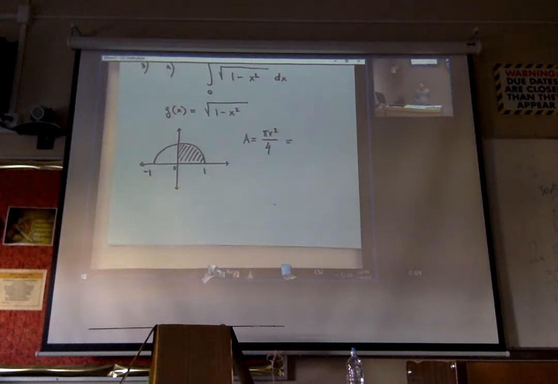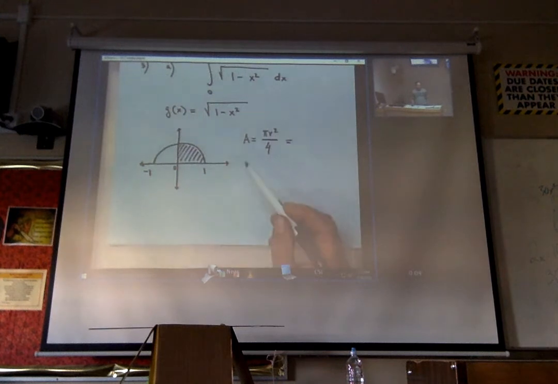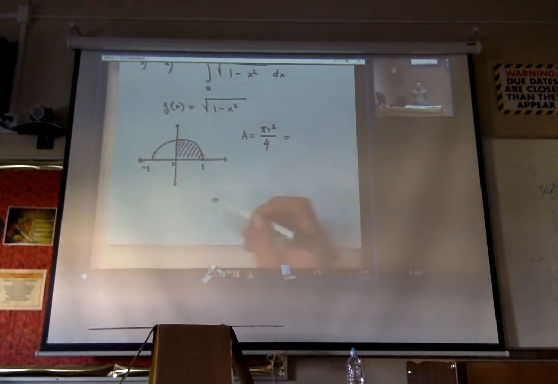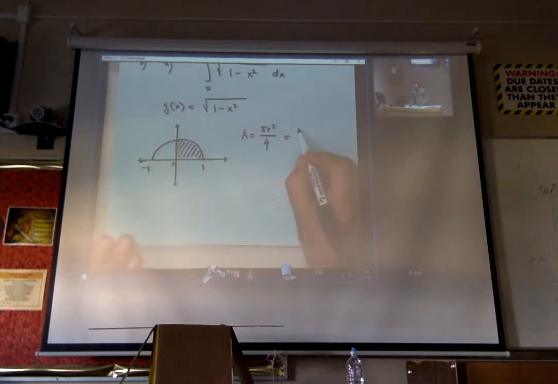Okay, so again, we're dividing by 4 because we need only the quarter. And what's the radius? 1, right? So you will have just pi times 1 squared divided by 4, and it will be just pi over 4.